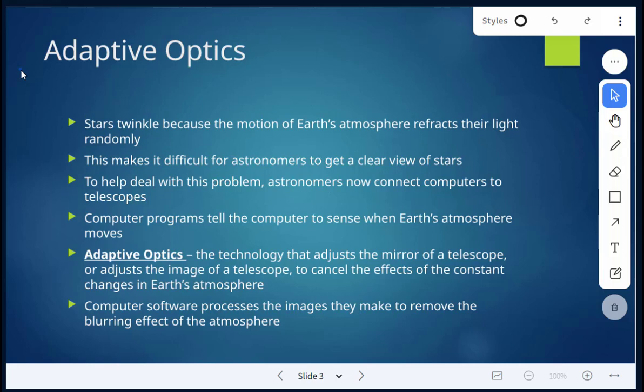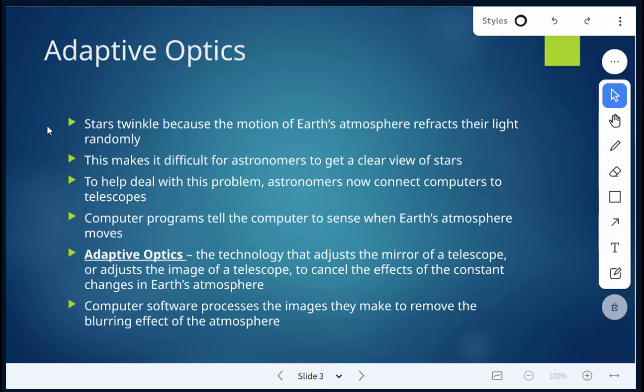Another thing we're going to talk about here is adaptive optics. So stars, the twinkling we see, it's because of the motion of Earth's atmosphere. It's refracting their light randomly, and that's what makes it difficult for astronomers to get a clear view of the stars. So astronomers will now connect computers to telescopes to help with that problem. Then the computer program will tell the computer to sense when the Earth's atmosphere moves. So that's called adaptive optics.